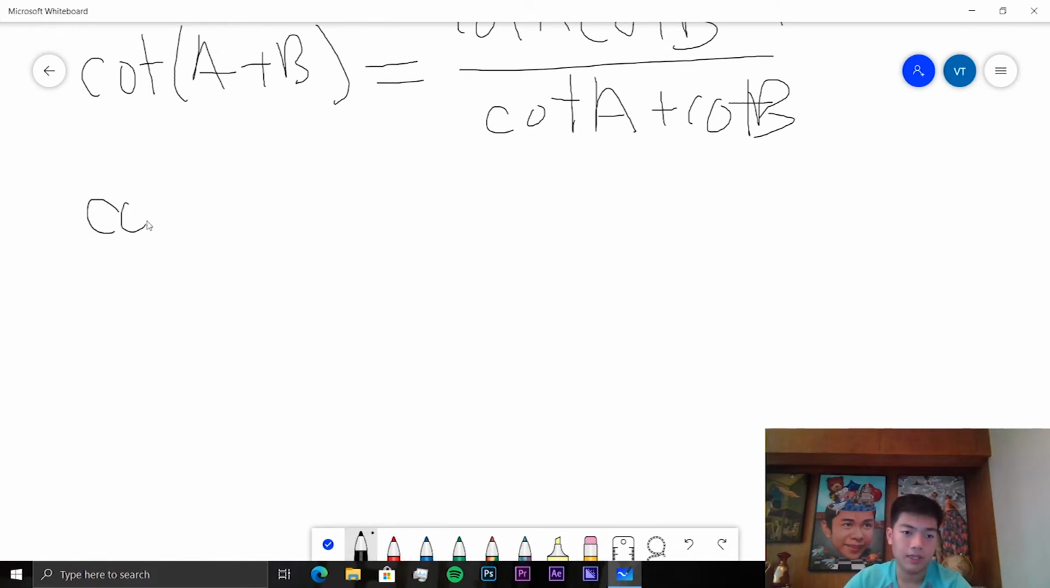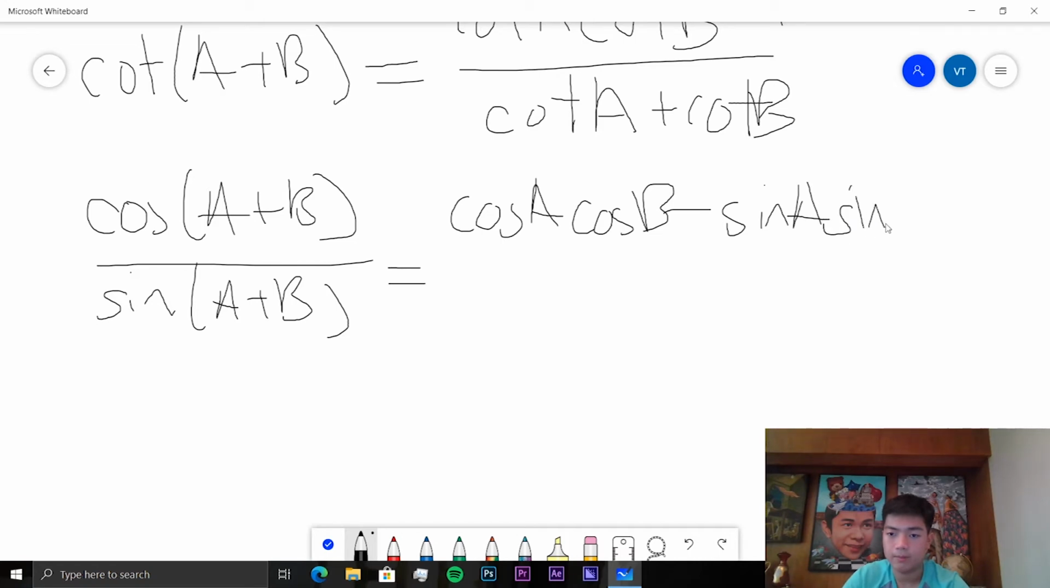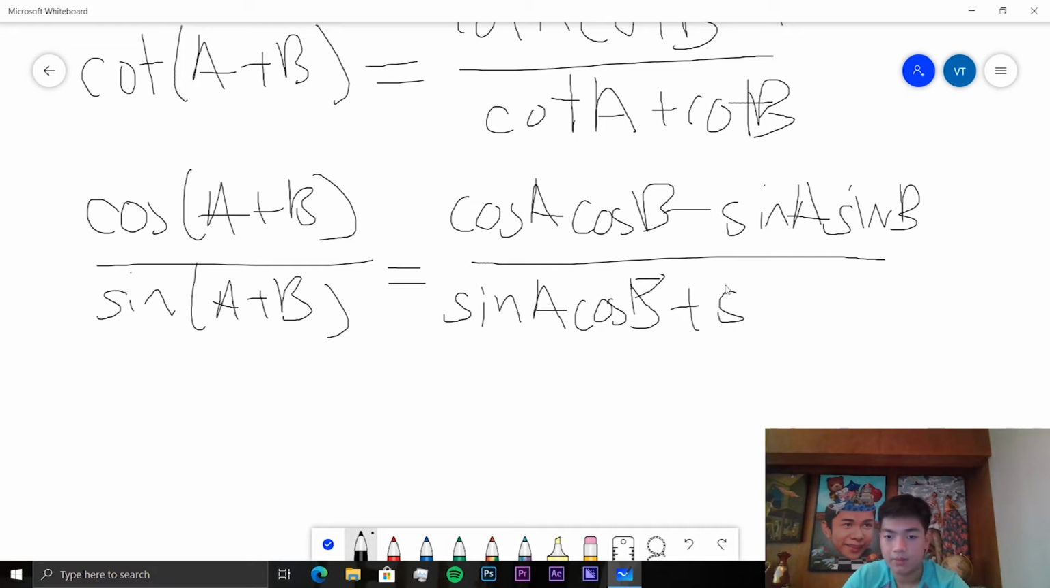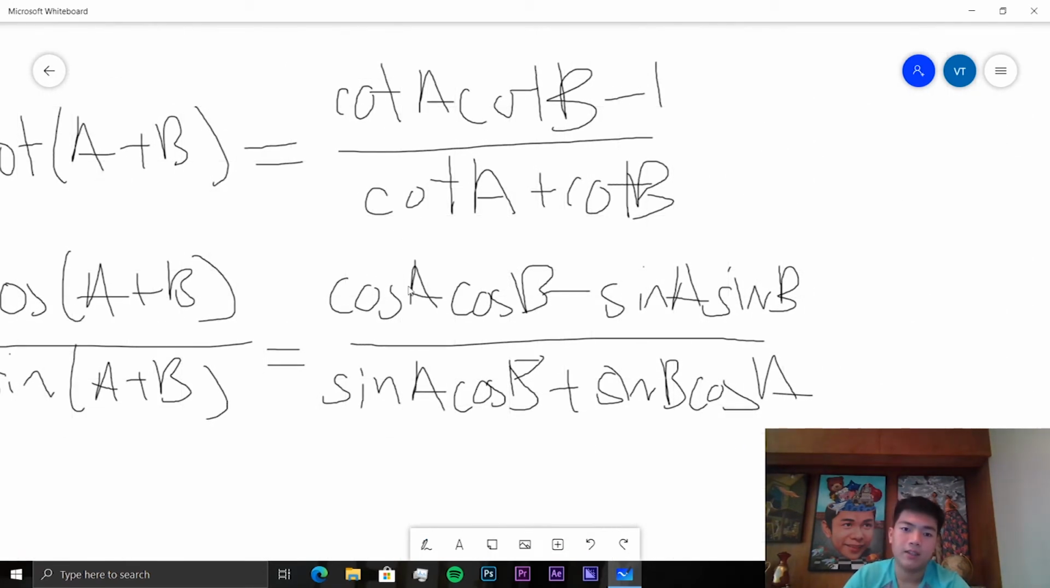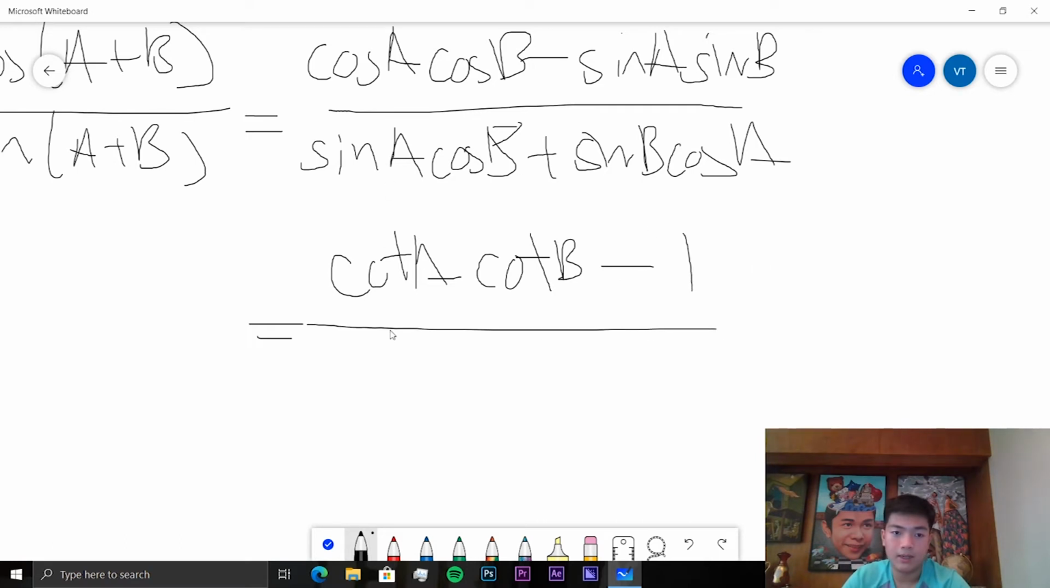So we know that this is equal to cosine A plus B over sine A plus B. So this is equal to cosine A cosine B minus sine A sine B all over sine A cosine B plus sine B cosine A. So we need to make this 1 and these two cotangents, so we divide all of it by sine A sine B. So this is equal to cotangent A cotangent B minus 1 over cotangent B plus cotangent A. So yeah, that is the proof.